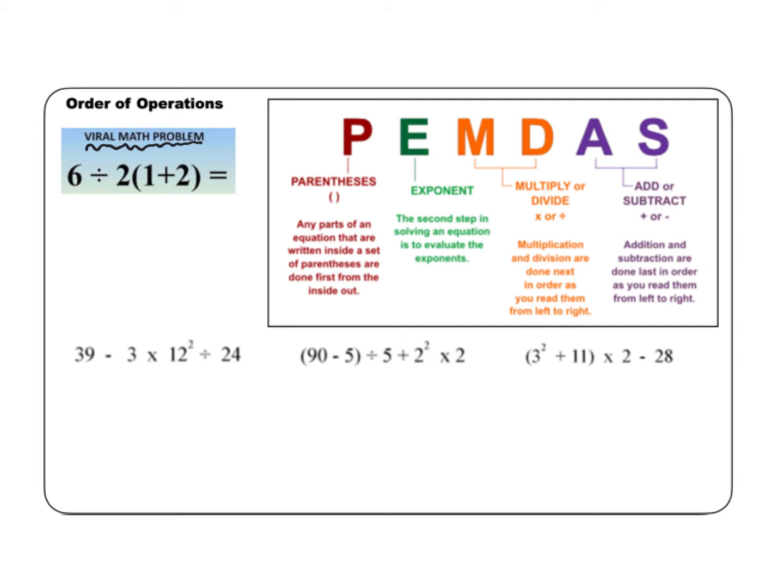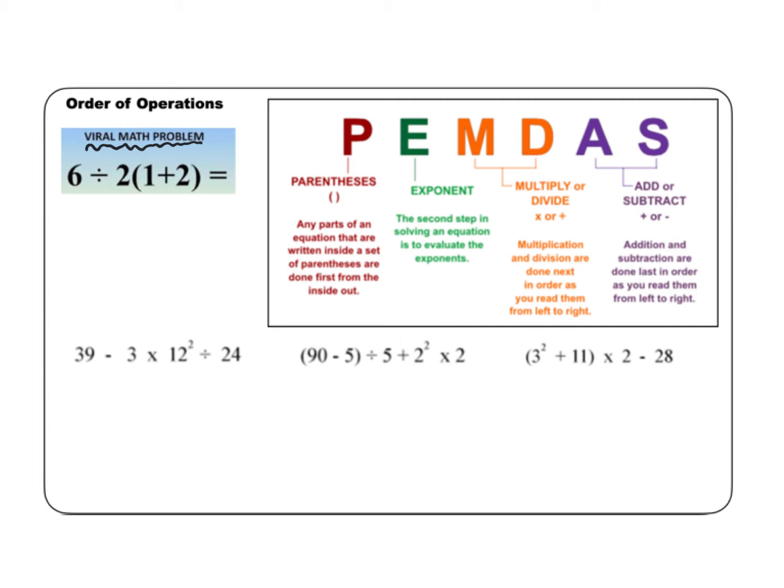Going from left to right, we know that we do parentheses, okay? Then anything with an exponent. And then multiplication and division going from left to right, okay? And then addition or subtraction going from left to right. So that said, let's go ahead and apply that to this problem.